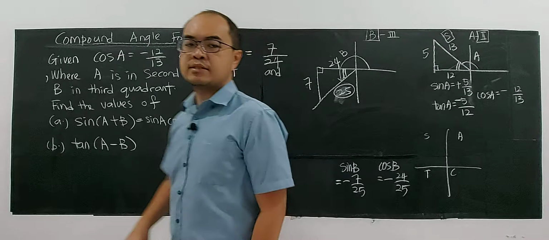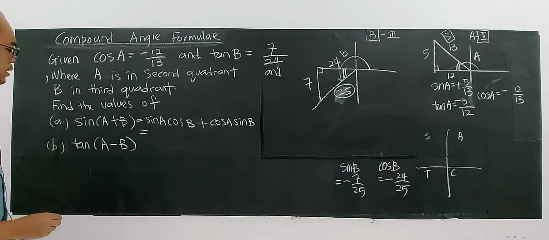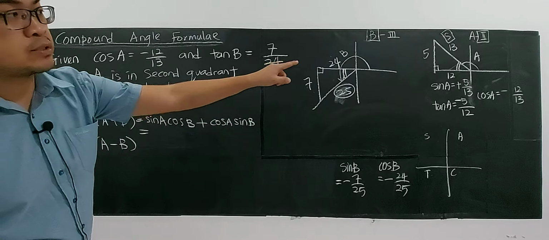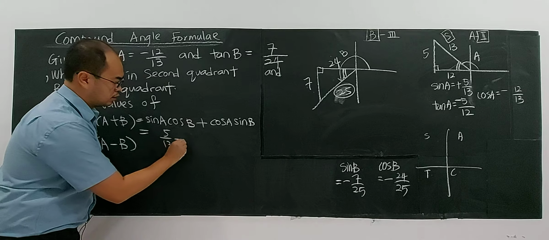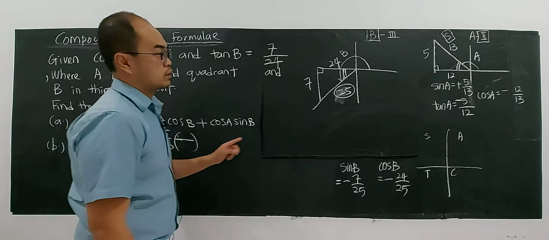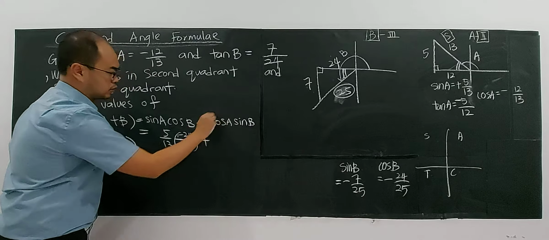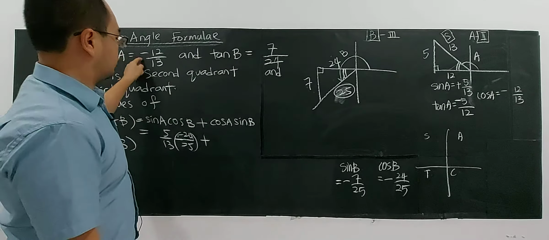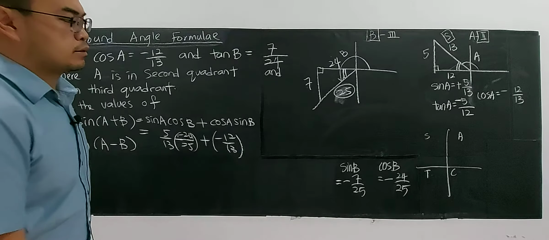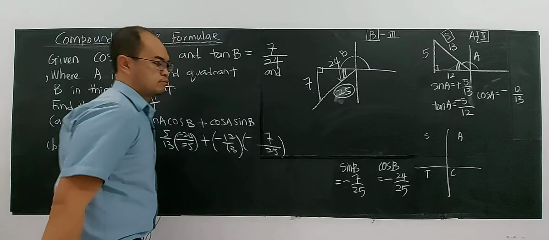Alright, so how to evaluate sine A plus B? Very easy. You know that sine A plus B is the same as sine A cos B plus cos A sine B. So sine A will be 5 over 13, multiplied with cos B, negative 24 over 25, plus cos A, which is already given as negative 12 over 13, times sine B, which is negative 7 over 25.